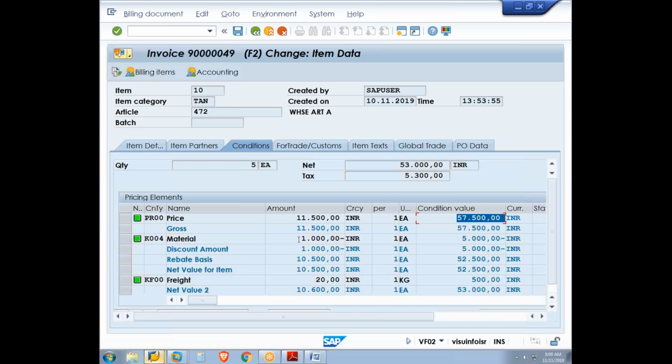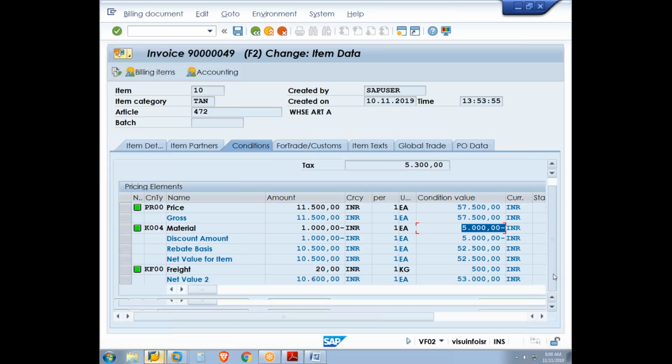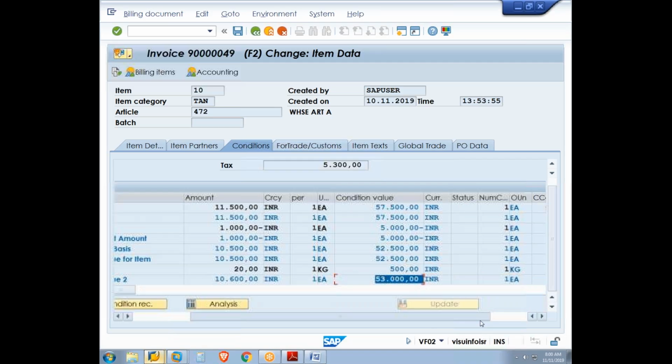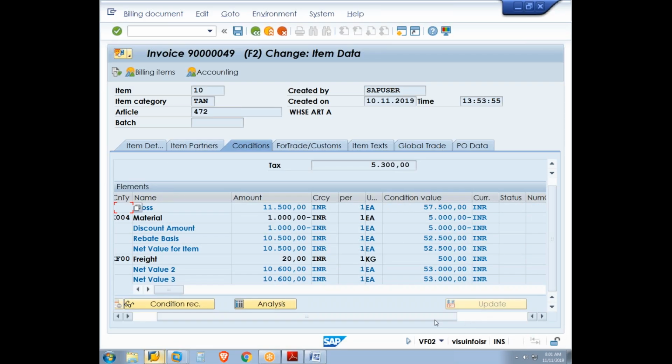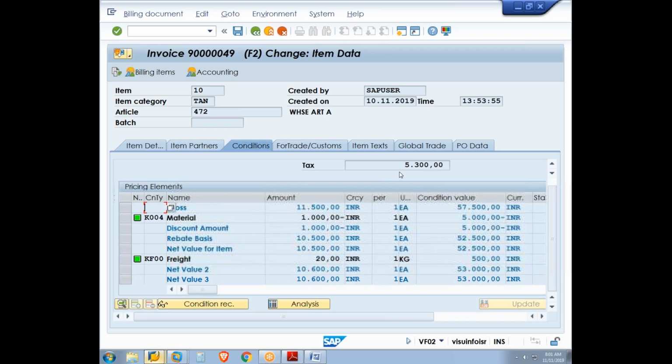Then you are giving some discount to the customer, 1,000 rupees for each piece, so the total discount in the order is 5,000 rupees. Then you are charging the freight to the customer, 500 rupees. So the total net value is coming to 53,000. On 53,000, we are also charging the tax amount. Tax is being calculated at 10%, coming to 5,300.